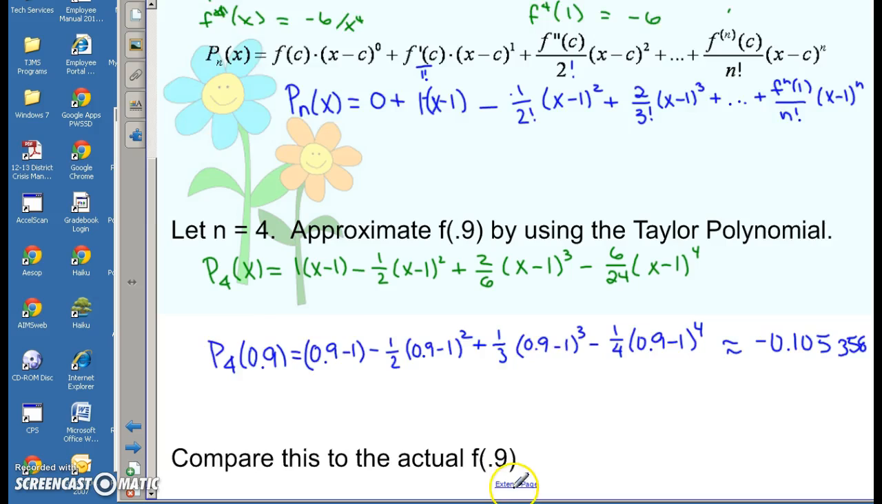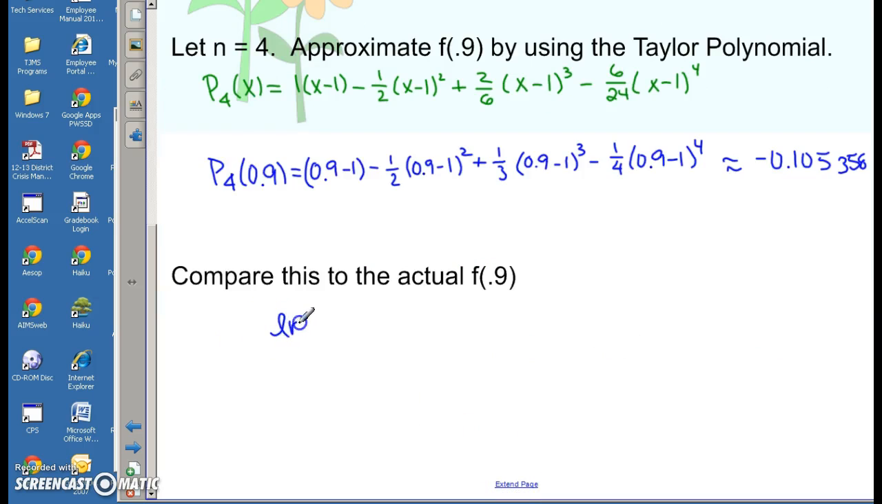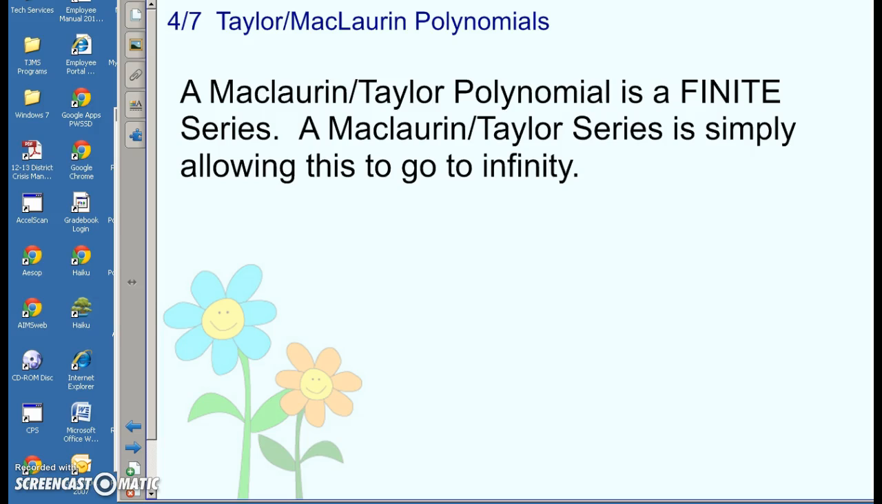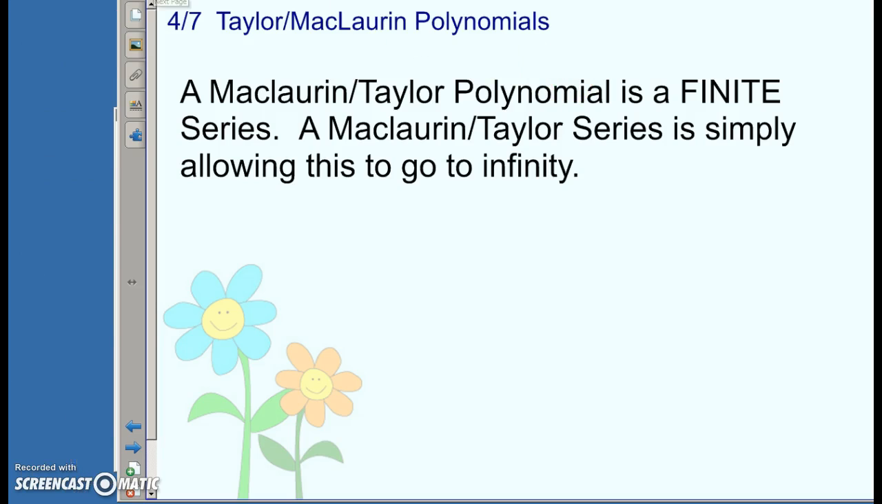And let's compare that to the actual. So if we're taking the natural log of 0.9, when we plug that into our calculator, we get negative 0.1053605. That's pretty close. So these are excellent ways to approximate different values which are close to where we're centering the functions. And we're going to take a little look at those a little bit later. Just remember, these are for a finite series. We're going to look at taking these series to infinity, but the polynomials are for a finite set of terms.